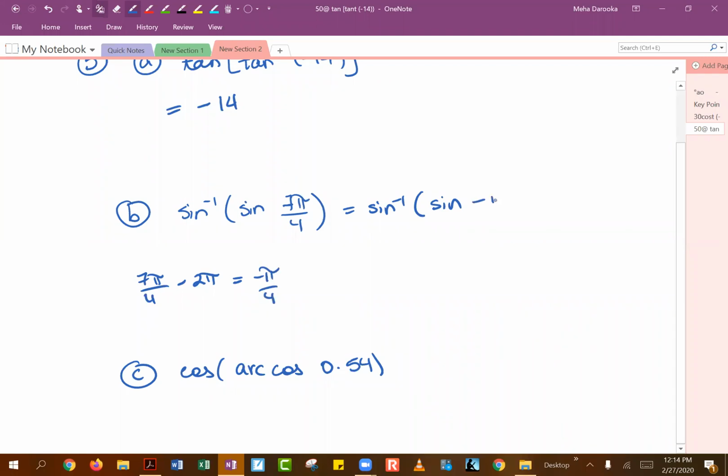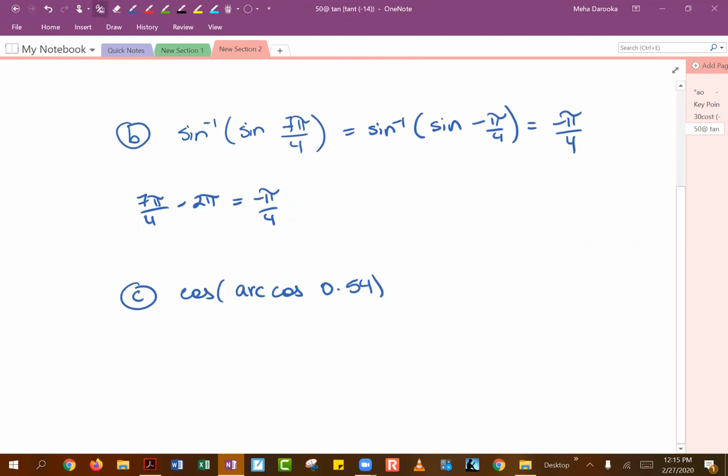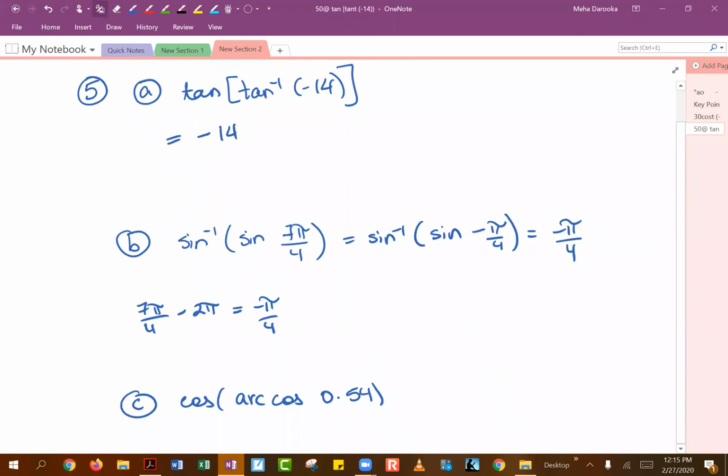And then you can do negative pi over 4. And what is sine of negative pi over 4? Well, sorry, the sine inverse of sine of negative pi over 4. Oh, just negative pi over 4. Yeah, because now negative pi over 4 is going to be in the domain of the sine function, so you can use your inverse rule properties and get negative pi over 4 as your answer.